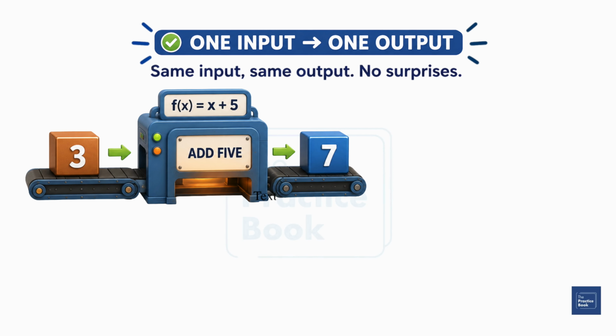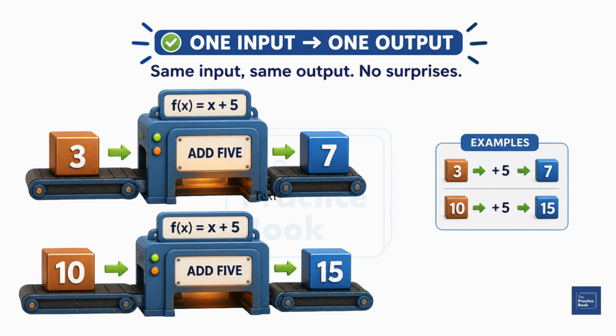Take the function f of x equals x plus 5. Imagine this machine has one simple instruction written on it: add 5. Whatever number enters the machine adds 5 before sending it back out. Put in 3, and 7 comes out. Put in 10, and 15 comes out. The machine always follows the same rule.